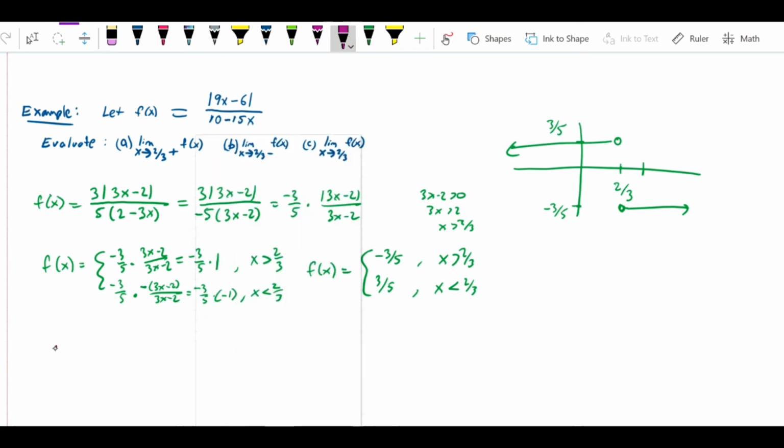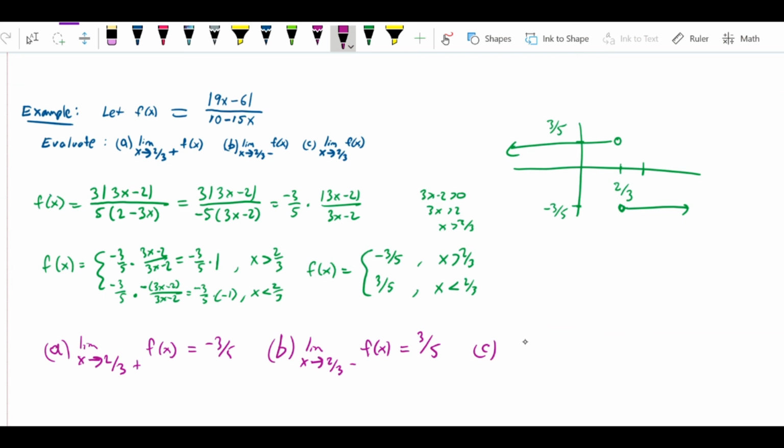With that graph drawn, it becomes relatively easy to see what these limits are. We can see that A, the limit as x approaches 2/3 from the positive side of f of x is going to equal negative 3/5. B, the limit as x approaches 2/3 from the left side, the negative side, of f of x is equal to positive 3/5. And C, since the left and right limits are not equal to each other, we can say that the limit as x approaches 2/3 itself of f of x does not exist. And that's the answer.